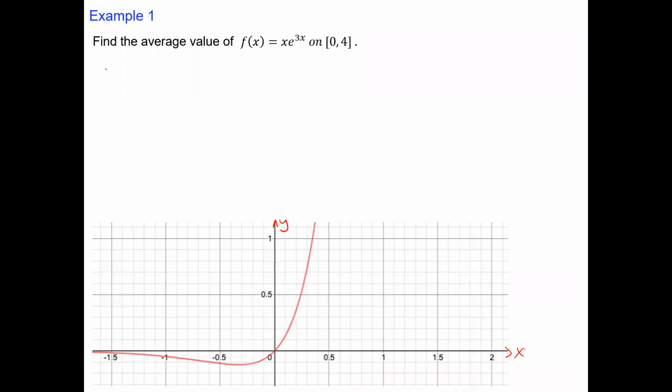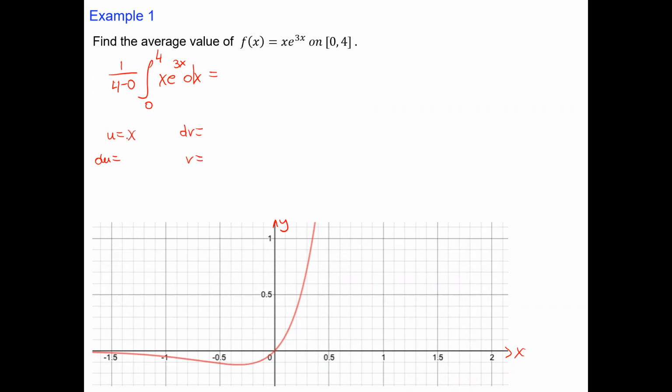What we have to do is take 4 minus 0, which of course is 4, and integrate our function between 0 and 4. And this is the average value of the function. I believe we have to use integration by parts, because we have x times e to the 3x. Let's try integration by parts: u, du, dv, and v.